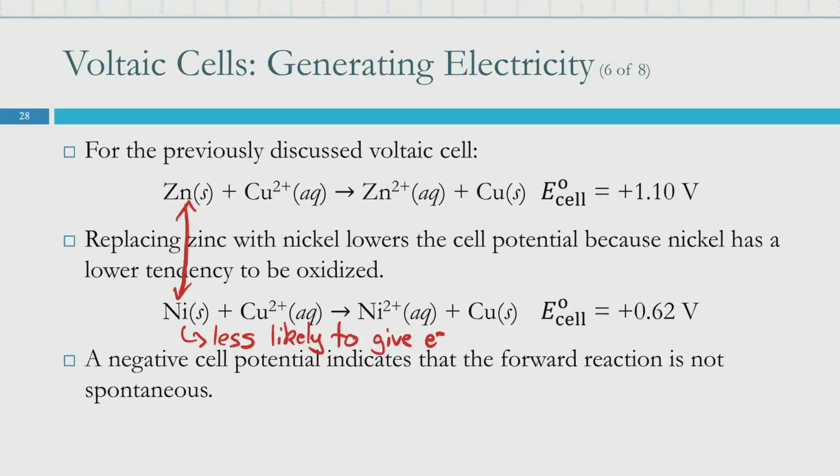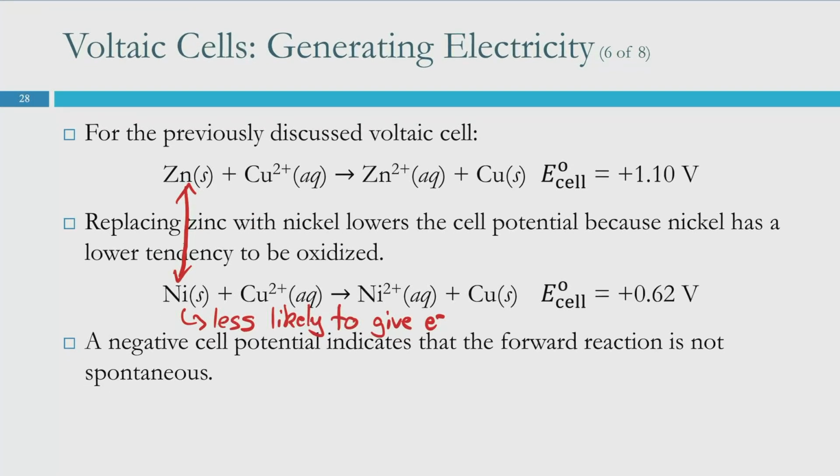The forward reaction, nickel metal and copper 2 ion, is still positive and it's still spontaneous. It's just not as spontaneous, or it doesn't have as much of a steepness to it, if we're thinking about our river analogy.